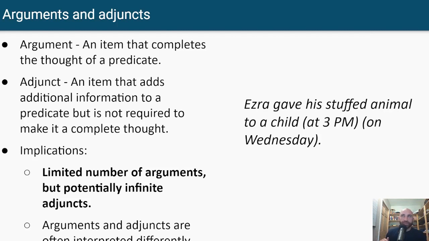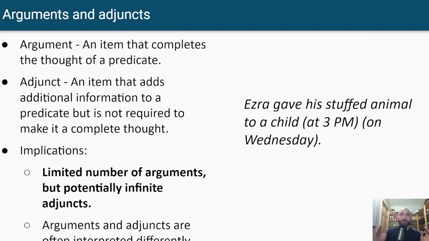This is different than adjuncts. I have put the adjuncts in this sentence in parentheses. So again, I'll read the sentence. Ezra gave his stuffed animal to a child at 3 p.m. on Wednesday. So "at 3 p.m." and "on Wednesday" are adjuncts. They are not arguments of the verb. We can say "Ezra gave his stuffed animal to a child," and that is a complete thought. We can add "at 3 p.m." and "on Wednesday," and we can add all kinds of other things, like "in his room," for example.